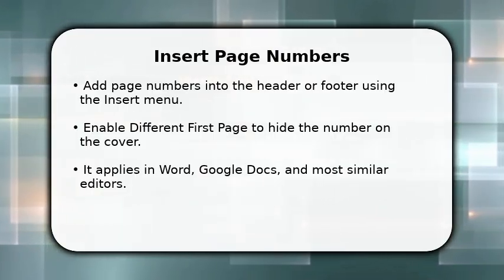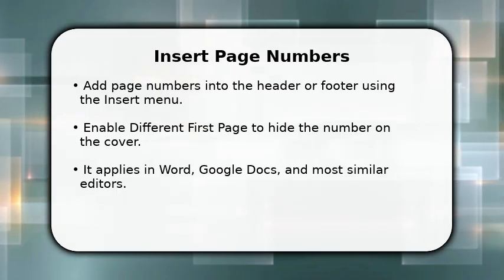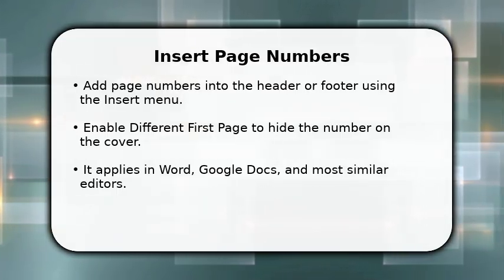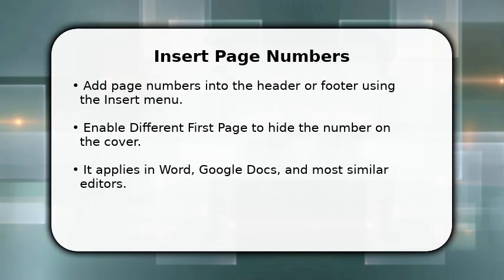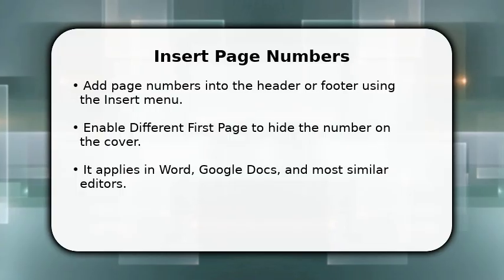If your document has a cover, enable Different First Page to hide the number on the cover. Save a copy before making formatting changes to preserve the original layout. It applies in Word, Google Docs, and most similar editors.